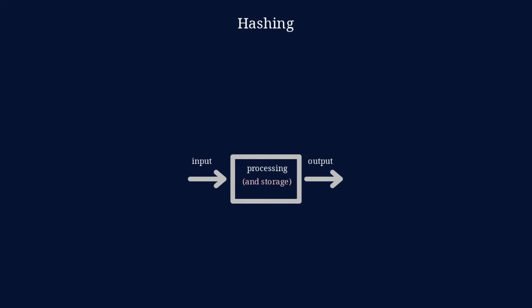The input of a hashing function is any data, any binary data of arbitrary length. It could be a text, it could be an image, video, MP3, music, whatever. The output is fixed length.